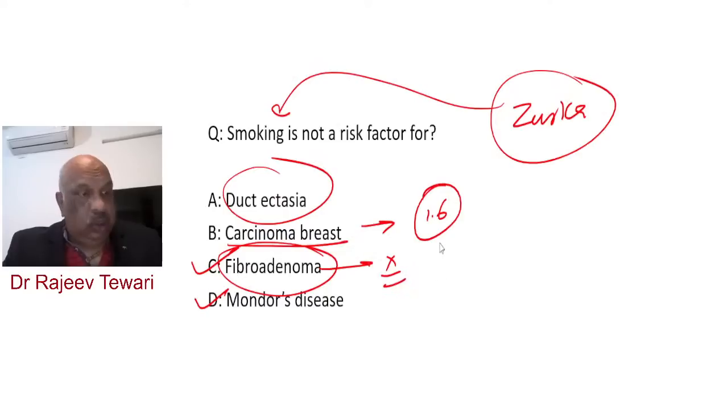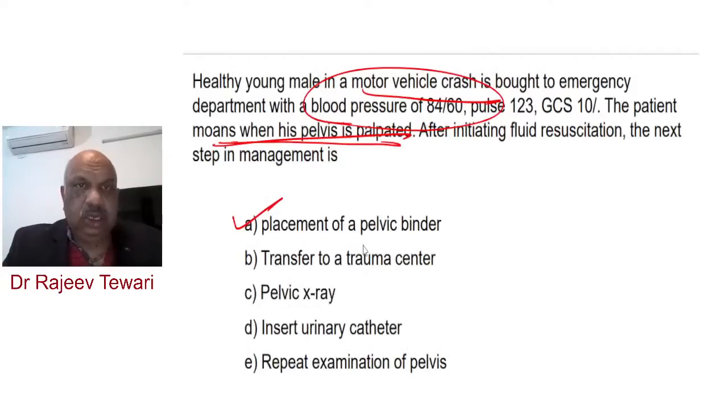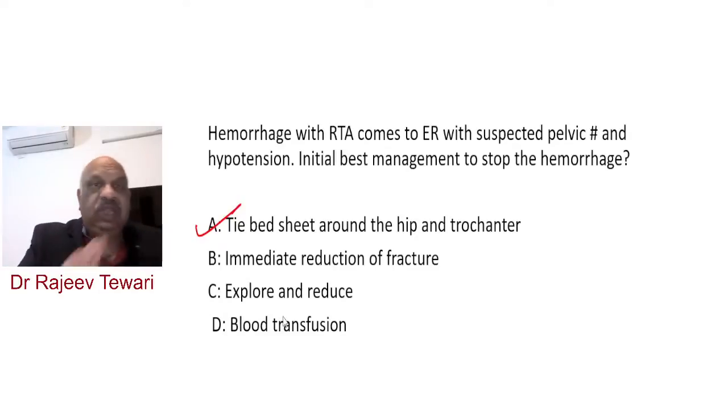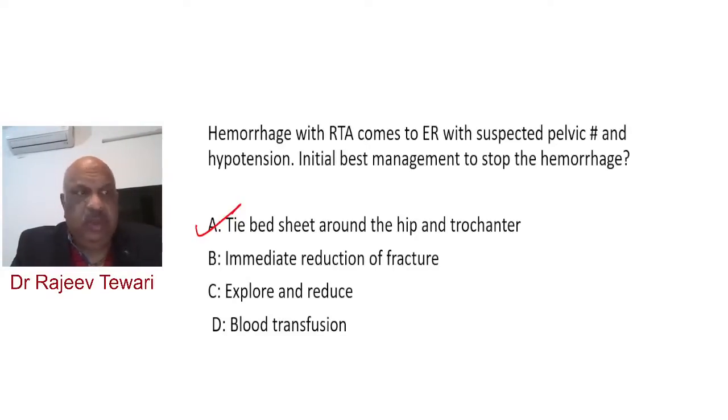Yeah, good. You told me one option, but that's not the answer. So you said one option was external. Explore and reduce, immediate reduction. Yeah, there could be one more option, I'm not sure. But the answer is, of course, tie around the hip and trochanter. That is what you do in emergency.